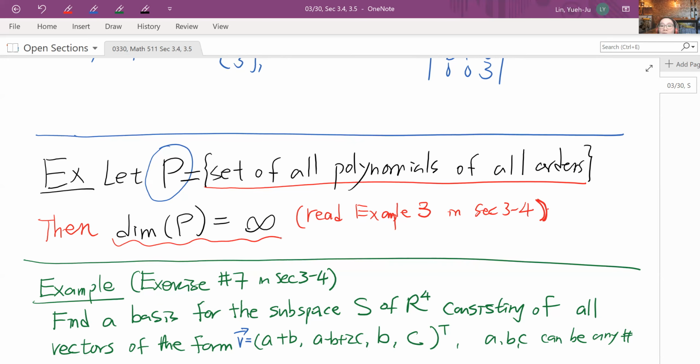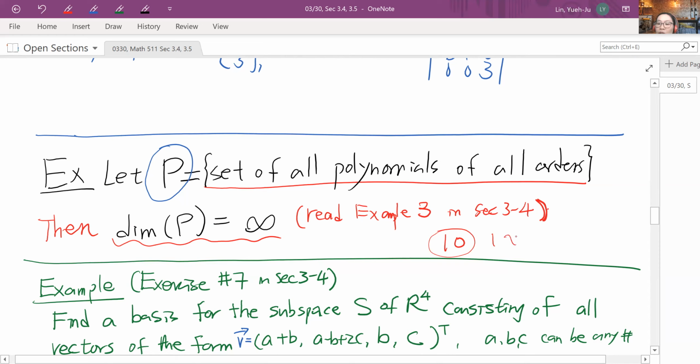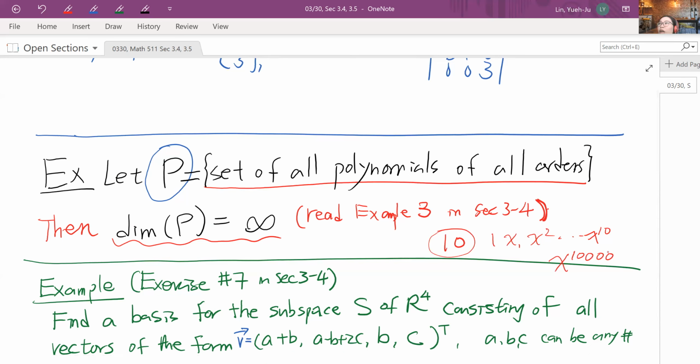Suppose I claim the dimension is a finite number. Say I think 10 is enough, that I only need 10 vectors to form the basis. Because I'm collecting all the polynomials of all orders, if you tell me you only need 10 vectors to form a basis, then I can definitely find something up to a very large degree. Then 10 polynomials would not be enough to form a spanning set.